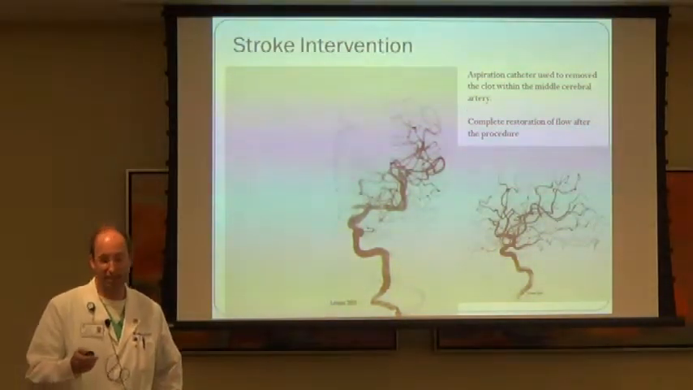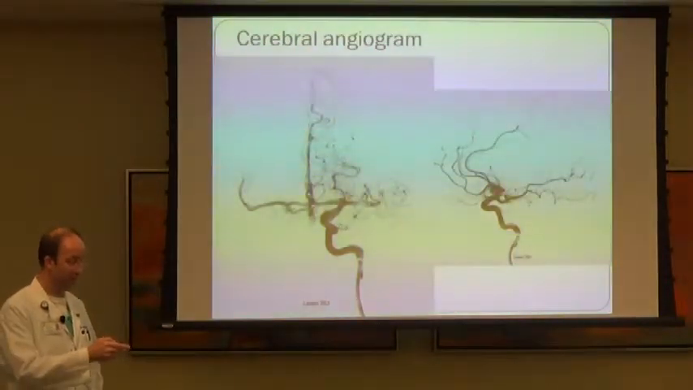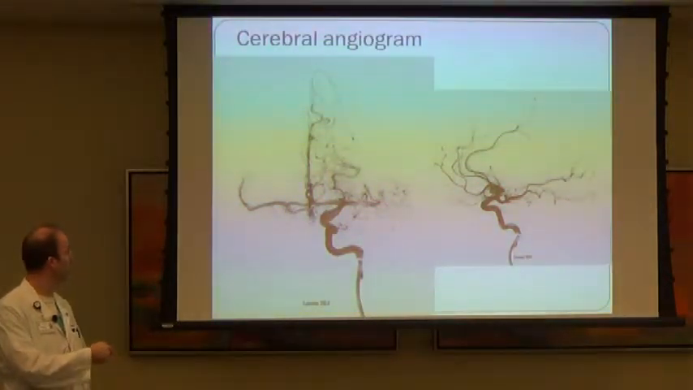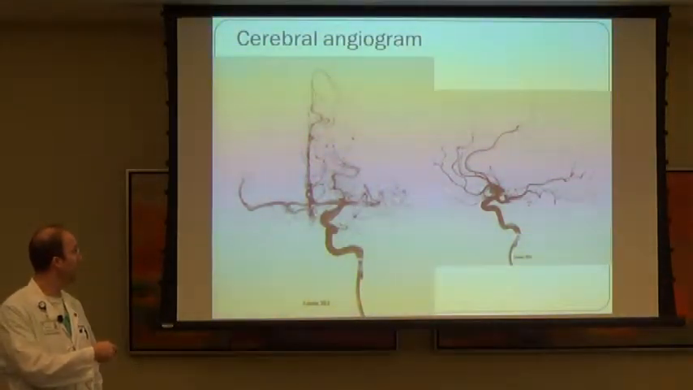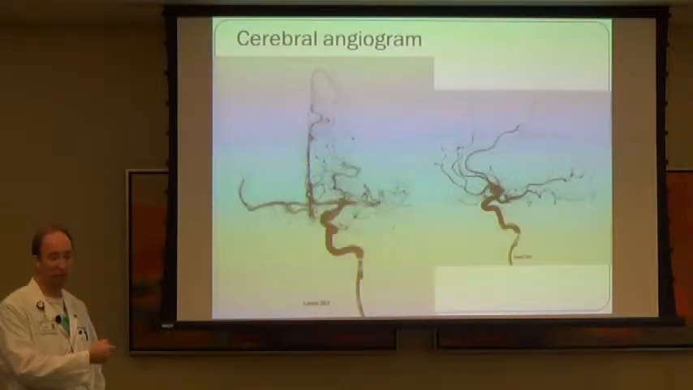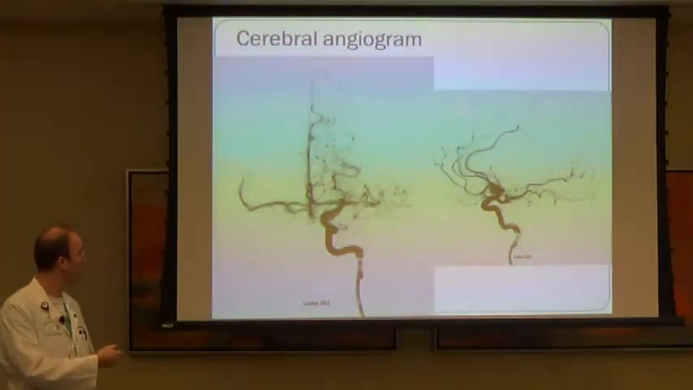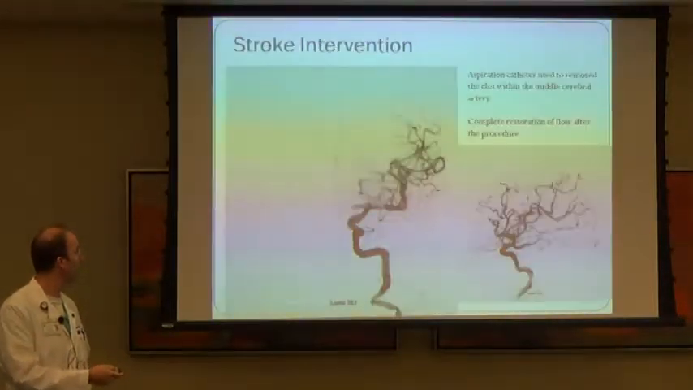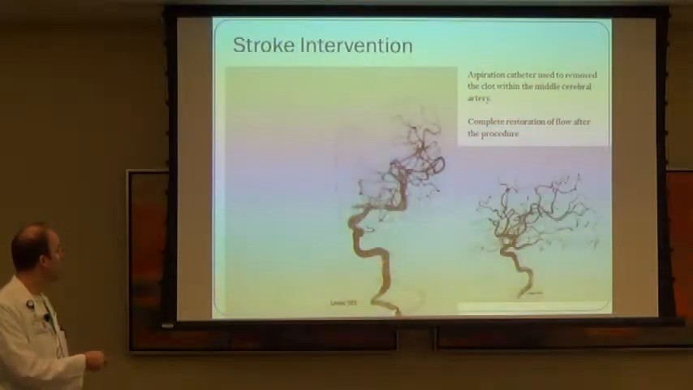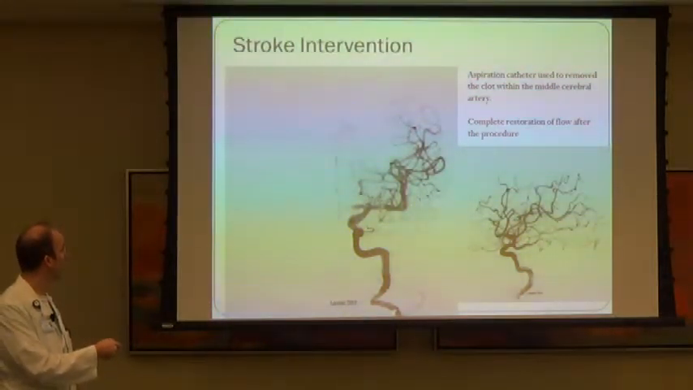In this particular case, another little tube was manipulated to right here, and suction was applied, and the clot was sort of sucked into the catheter, which was then removed. And then when they took another picture, you can see that there's blood flow out to this area. It was cut off right there, and now it's all going here. And again, on this picture, you can see that there's blood flow to that blood vessel.